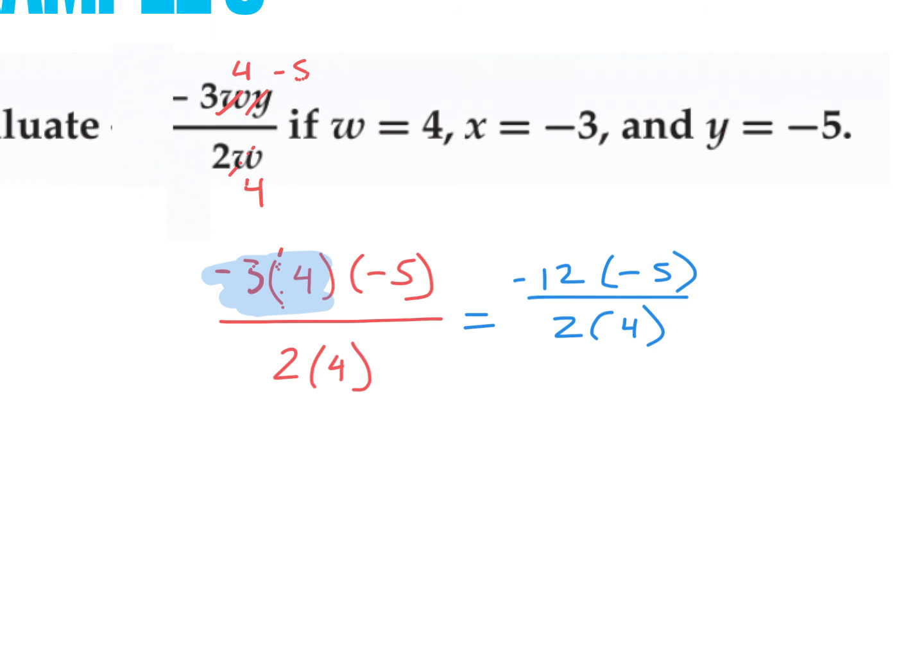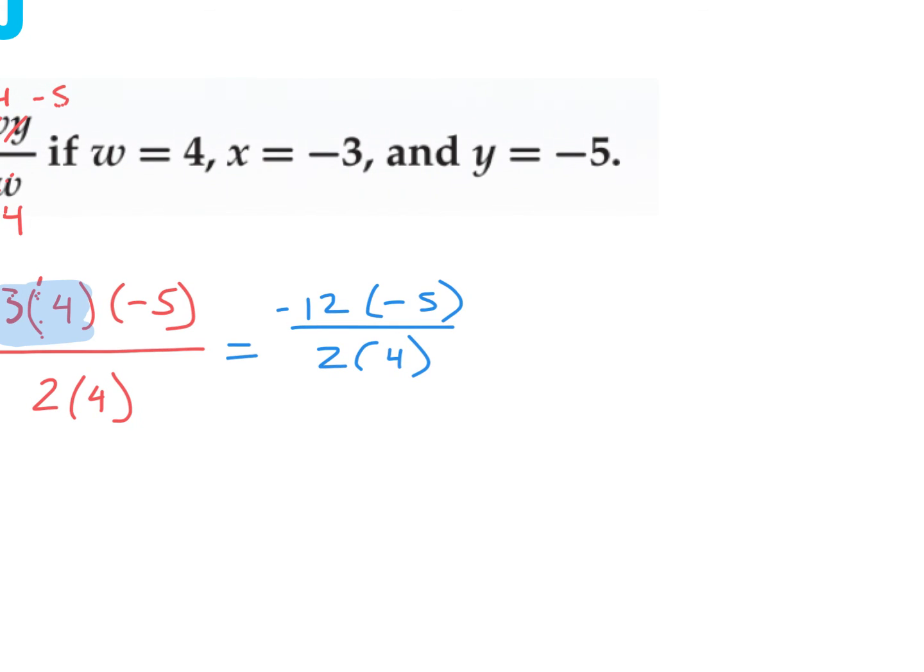What should we do next? Awesome. Positive 60 or negative 60? Perfect. Because a negative times a negative is a positive. So we're multiplying negative 12 times negative 5, and that gives us positive 60. Alright guys, what should we do next? Multiply the 2 and the 4. So 60 over, what's 2 times 4? 8.